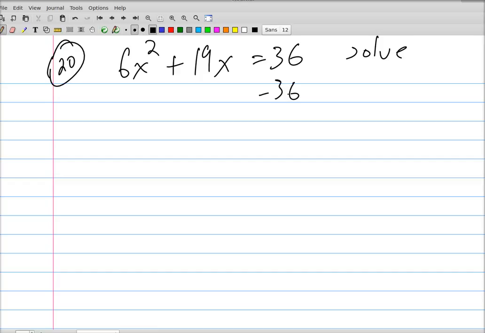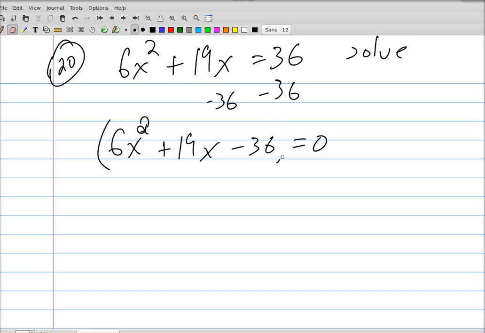To do that, I'm going to subtract 36, and then I'll get that accomplished. So I have 6x squared plus 19x minus 36 is equal to 0. The reason I want to have a 0 over there on the right side of the equal sign is that I want to factor this left side and then set each factor equal to 0 and solve. The only way I can do that is by setting that equal to 0.